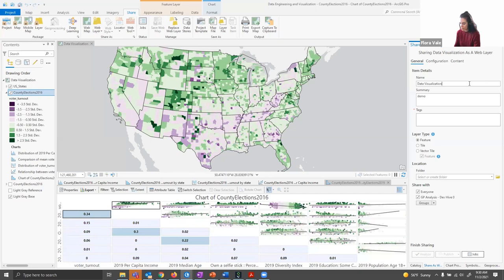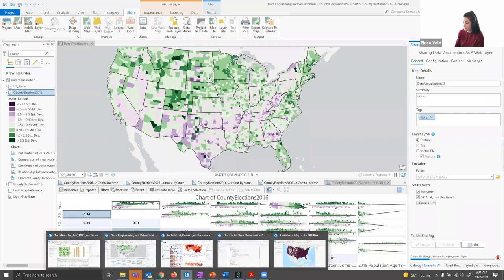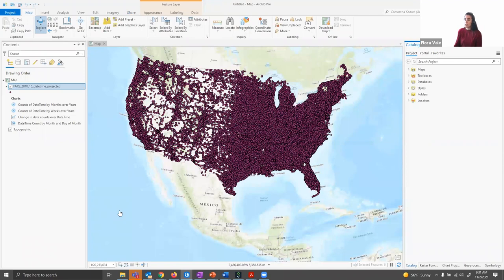So I'm just going to give this a tag and I'm going to publish, and I'm going to leave it running and go look at a different demo of some temporal data. So let's move over to this map. Here we have car accident data reported from 2010 through 2015. So temporal data, again, we just see a bunch of points on the map.